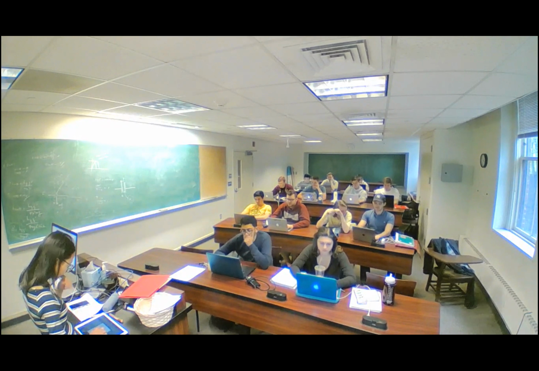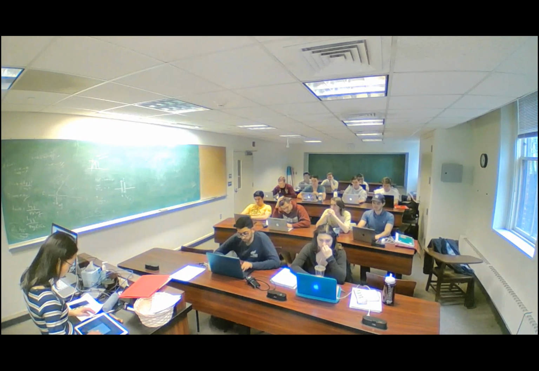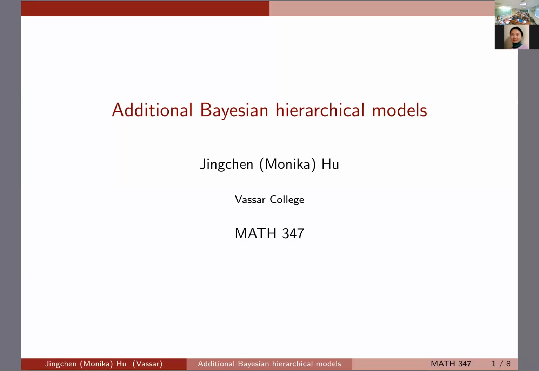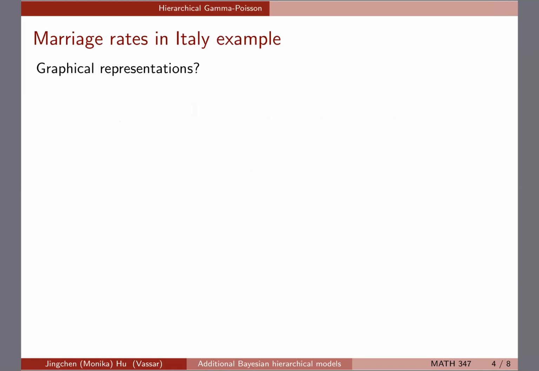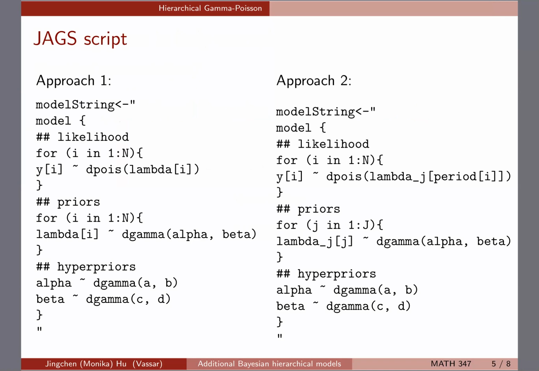Before we use the remaining time to do the Q&A for the project, there's a couple of things I prepared for showing you some other hierarchical models that you might be able to do. We have seen the gamma Poisson, or at least the Poisson likelihood, the Poisson model, in this marriage rates example.